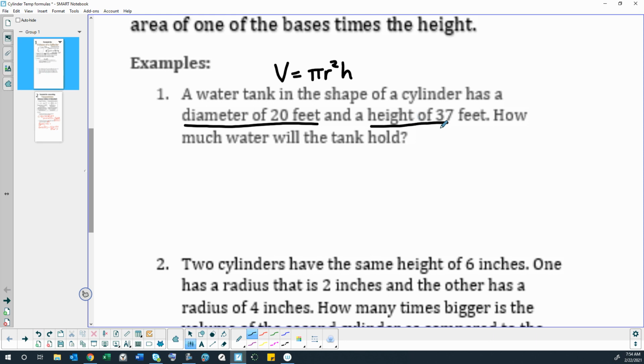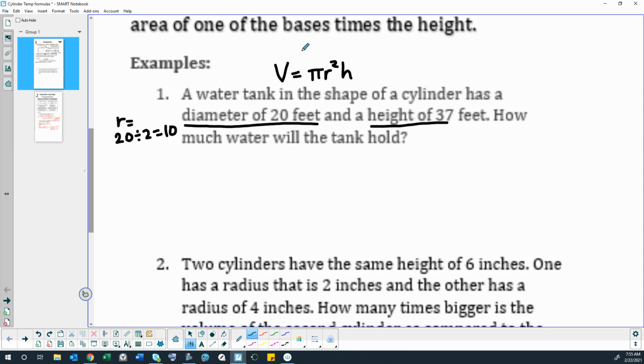So we have h, height. What's the other number that we need to plug in? R. We need R, the radius. Do we have the radius? No, we have d, the diameter. So what do we do? We take our diameter and we divide it by 2. And that gives us the radius. What's the radius?